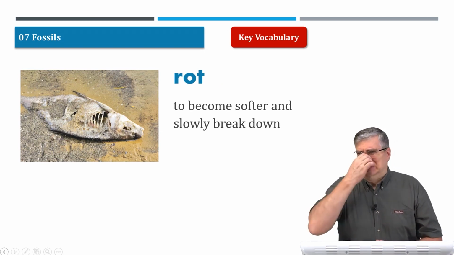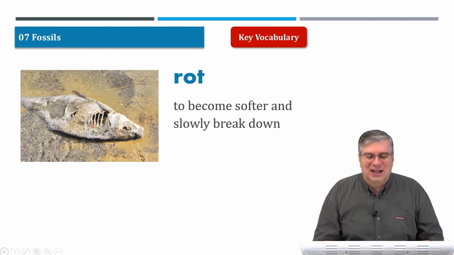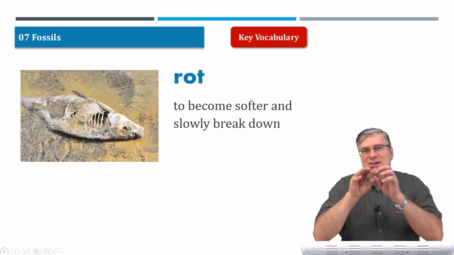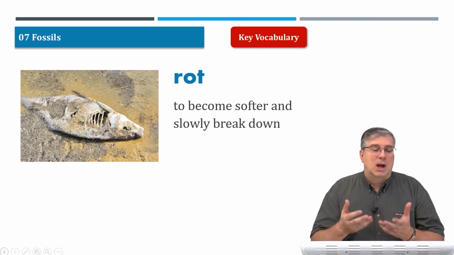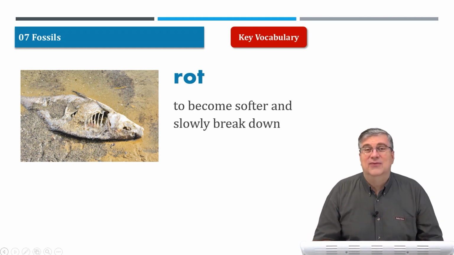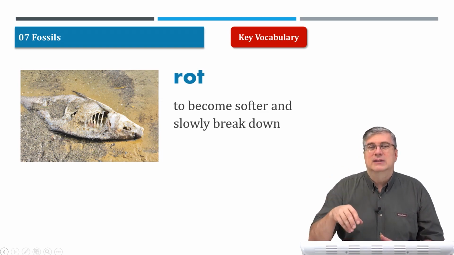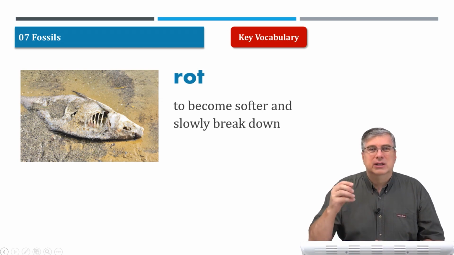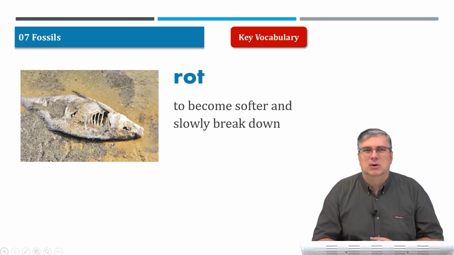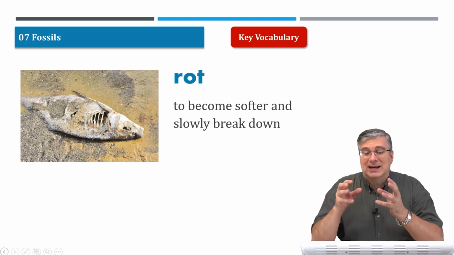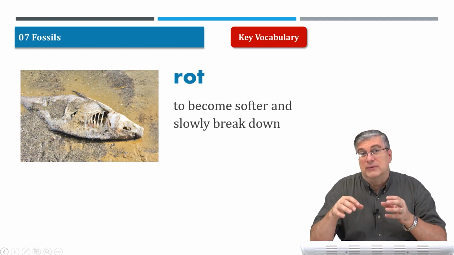Rot. Ugh. It's a smelly word, okay? When something rots, it becomes softer and slowly breaks down. Usually a dead thing will rot. Like in this case, we see a dead fish. A dead fish on the beach. The sun will hit it. The air will make it change. It slowly breaks down. It smells terrible, right? But it slowly breaks down and breaks apart, and it becomes part of the soil.